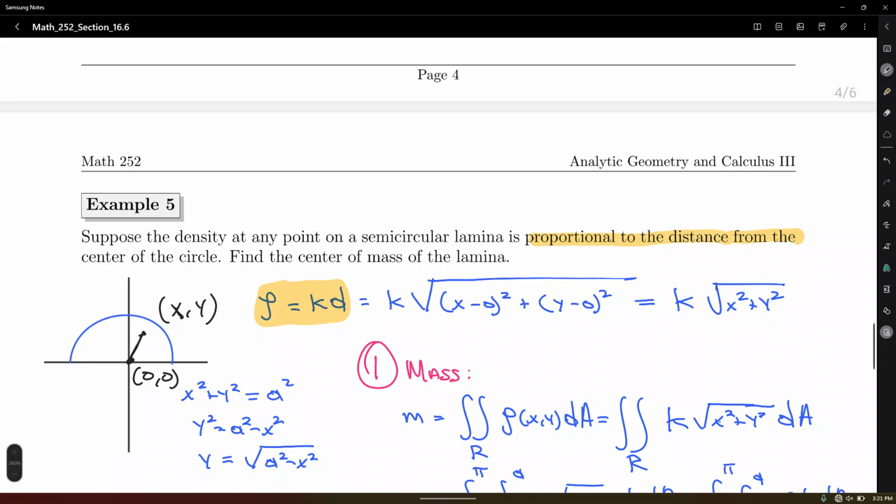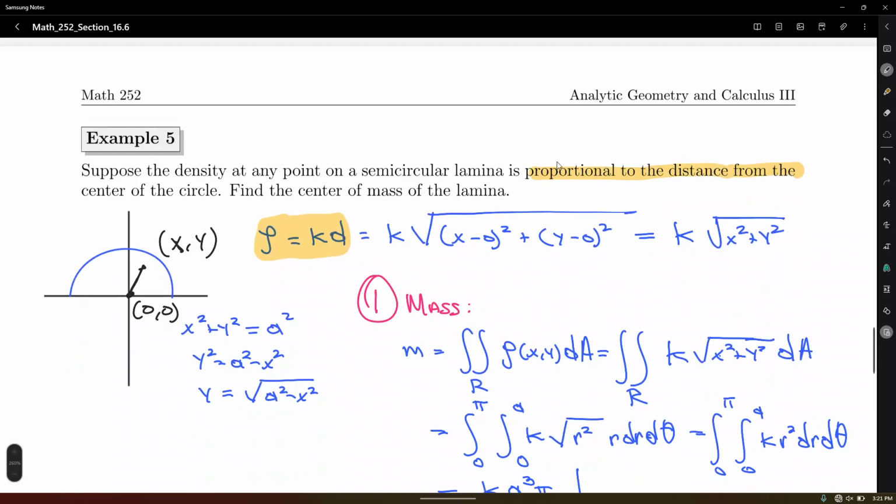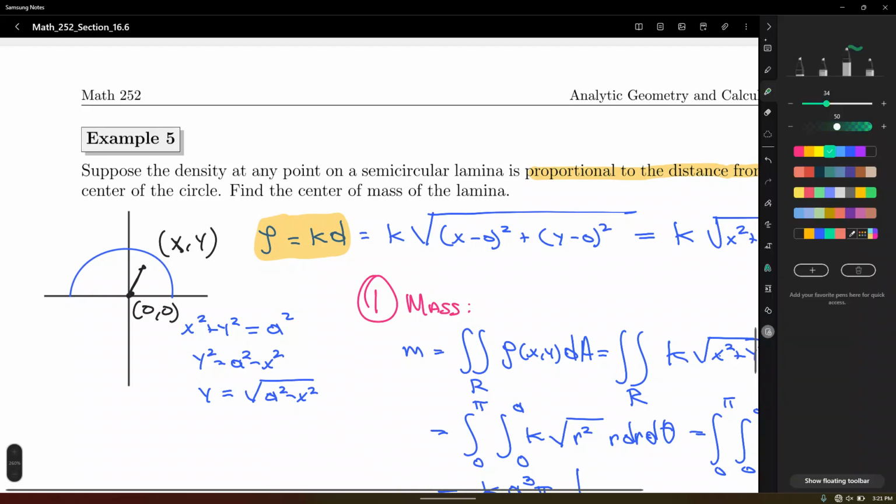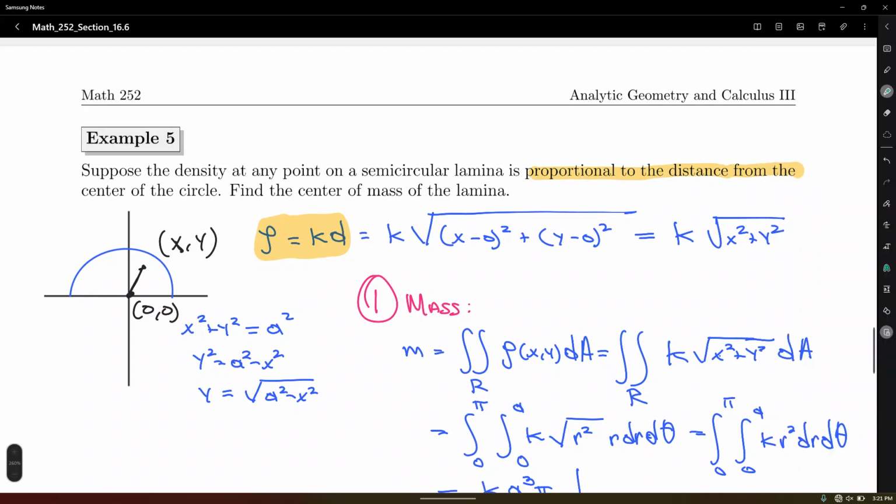All right, so we're going to follow the same process as before. Number one, we need to find the mass, which is given by this double integral. So let me highlight the density function, this rho of x, y. So we are evaluating this integral of k times the square root of x squared plus y squared over a semicircular region.